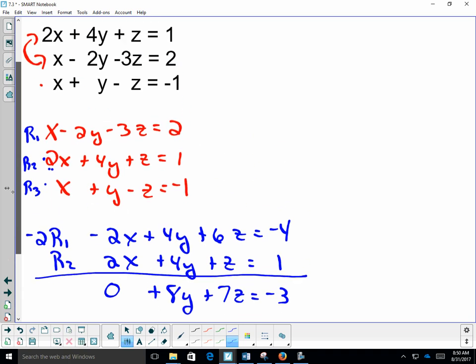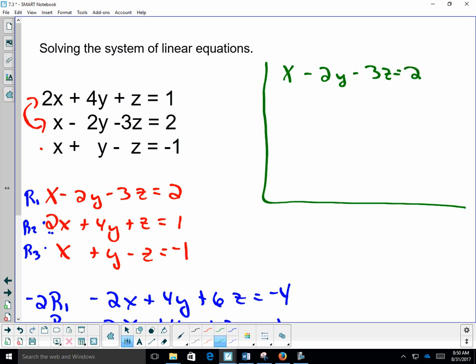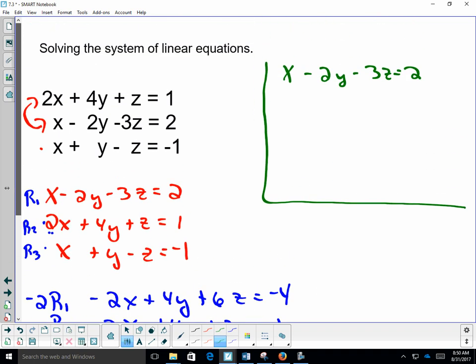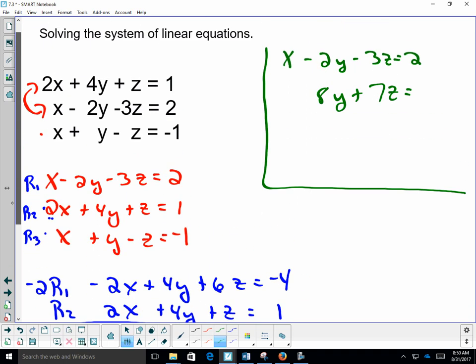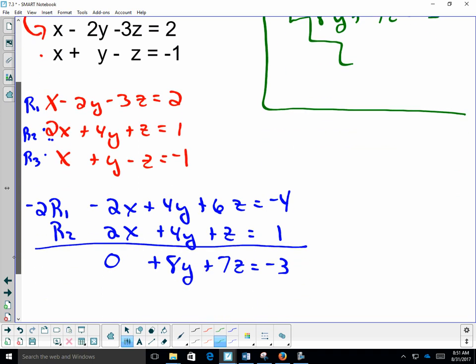At this point, I want to start getting organized, so I'm going to organize myself here. I like to put this little box up here off to the side of my paper. And the first thing I'm going to do is write my first equation. And then since I have an equation with two variables, so I'm trying to make those stair steps, 8y plus 7z is equal to -3. So now I'm trying to make the stairs so that it's in row echelon form. So I used row 2, I used row 1, and I used row 2.